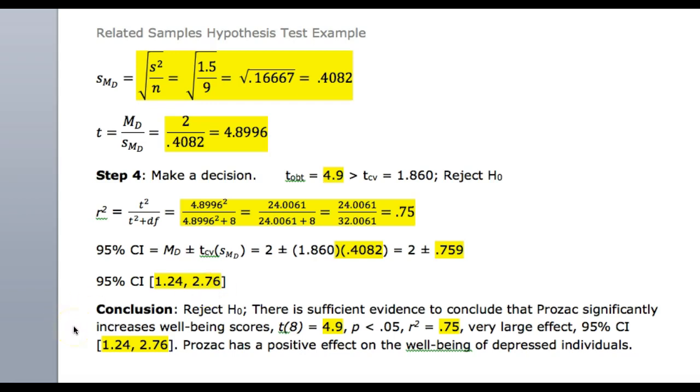So our conclusion, our APA style conclusion, is that we reject the null. There is sufficient evidence to conclude that Prozac significantly increases well-being scores, t(8) = 4.9, p < 0.05, r squared = 0.75, which is a very large effect, 95% confidence interval [1.24, 2.76].